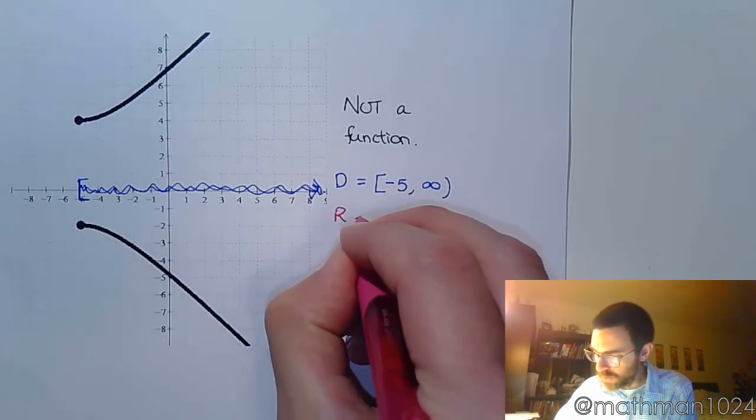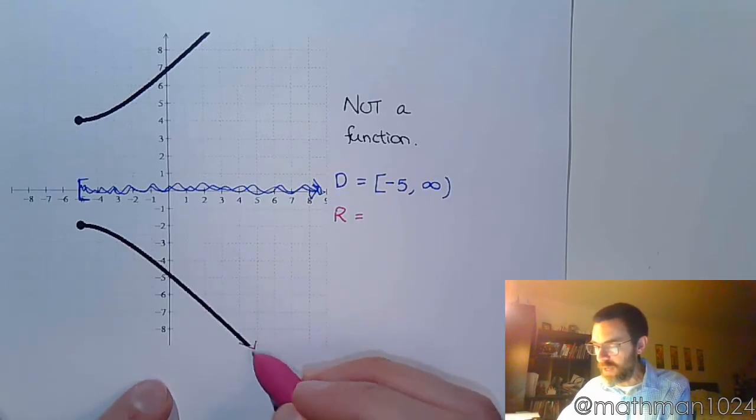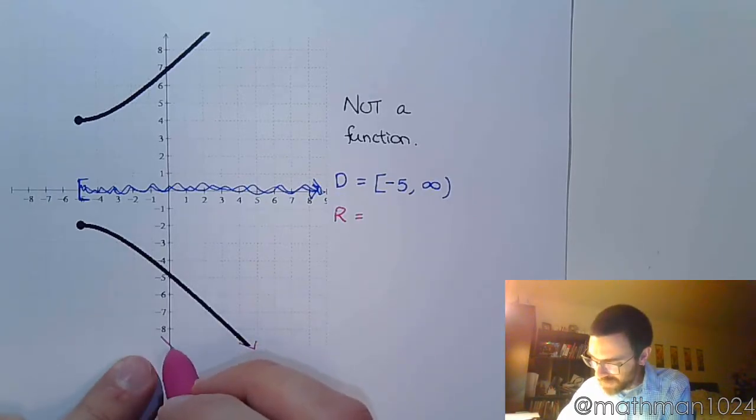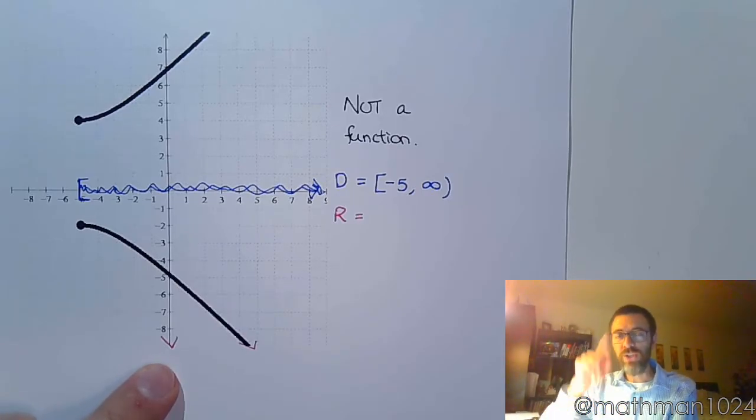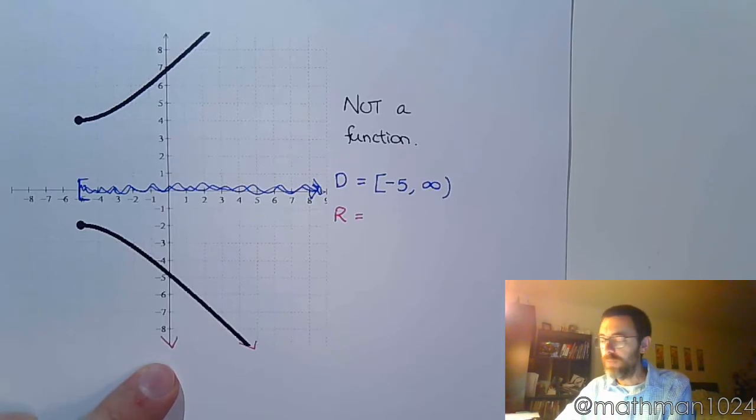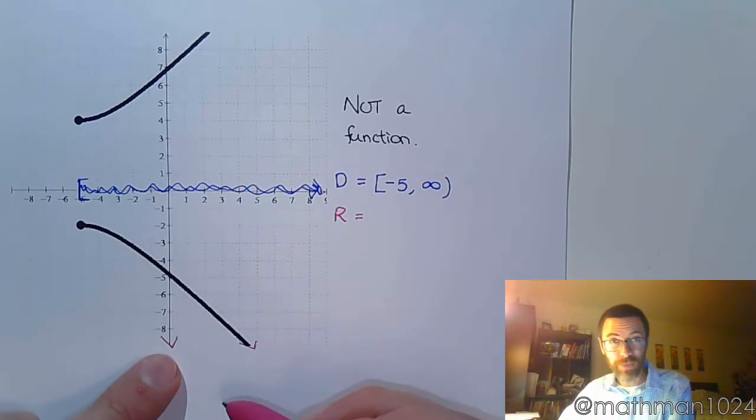Now your range. This piece right here is going down. I know you may be thinking, oh, but he's going to the right toward positive infinity. But when it comes to range, range is an up-down movement. So he's coming from down, from negative infinity.